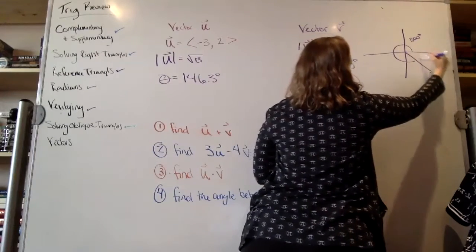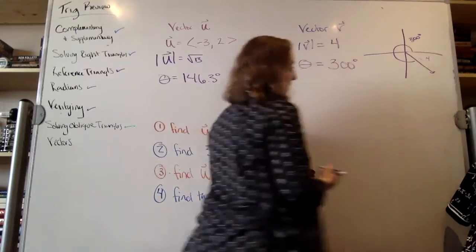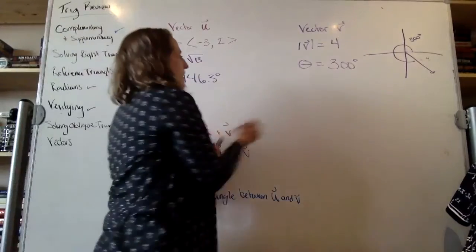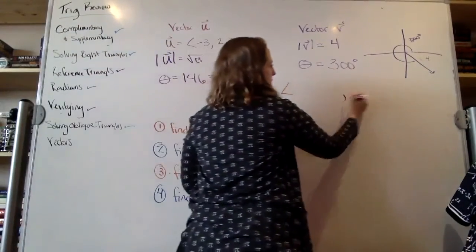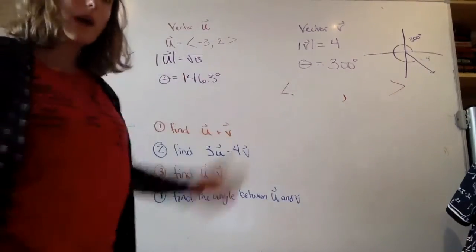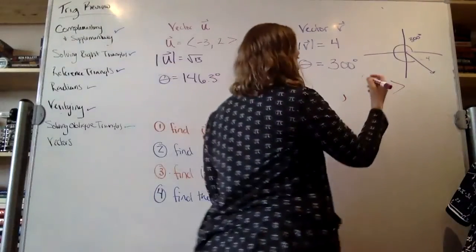I know that the length of that vector is 4. Okay, so how can I change that into a horizontal and vertical component? Well, the answer is to go back to thinking about just basic trigonometry.